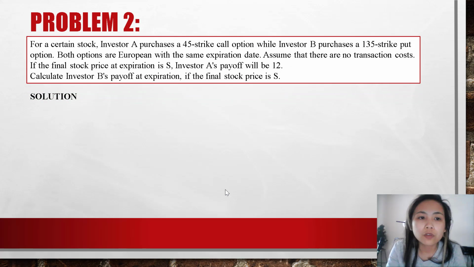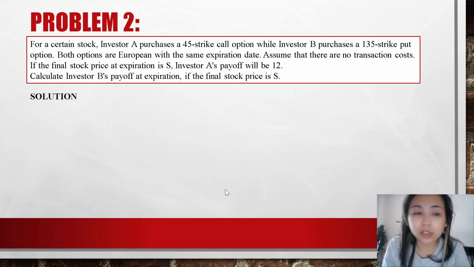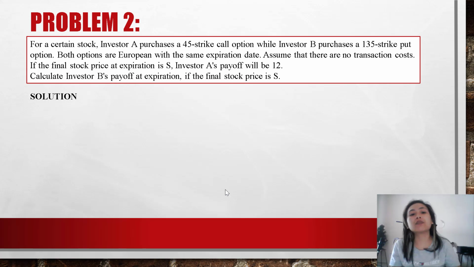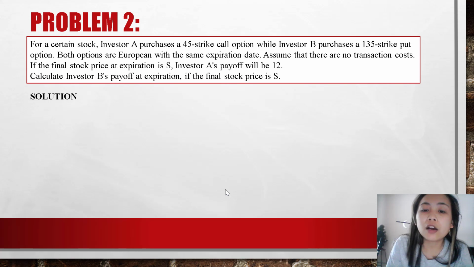Problem 2. For a certain stock, investor A purchased a 45 strike call option, while investor B purchased a 135 strike put option. Both options are European with the same expiration date. Assume that there are no transaction costs. If the final stock price at expiration is S, investor A's payoff will be 12. Calculate investor B's payout at expiration if the final stock price is S.